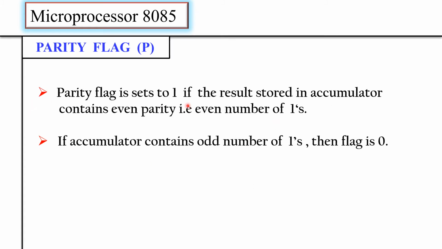So now the parity flag. The parity flag is set to 1 if the result stored in the accumulator contains even parity, that is, an even number of ones. So the parity flag is set to 1 when the result stored in the accumulator contains an even number of ones. And if the accumulator contains an odd number of ones, the flag is reset, or the parity flag is 0. Clear? So let us see with the help of an example.